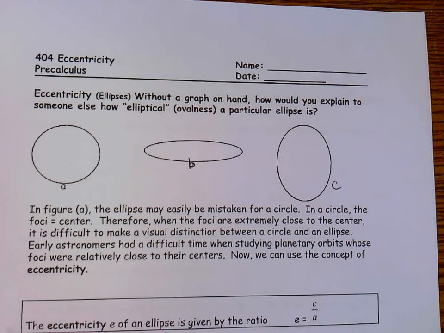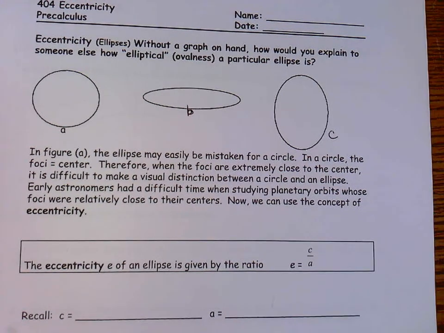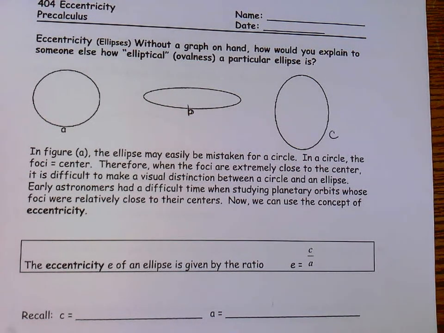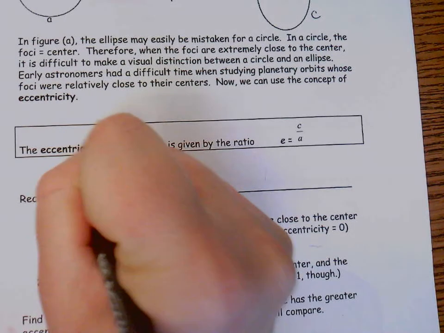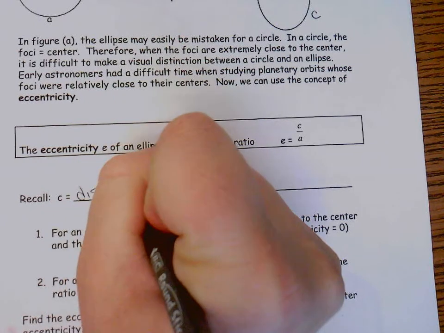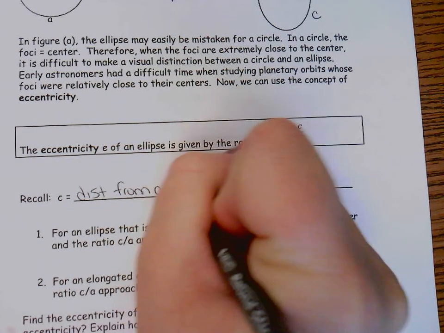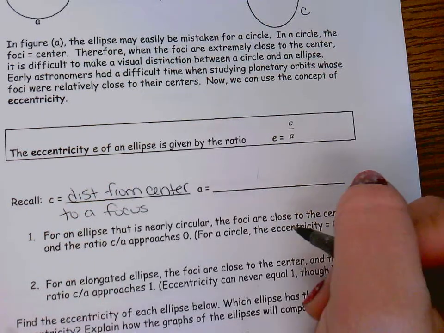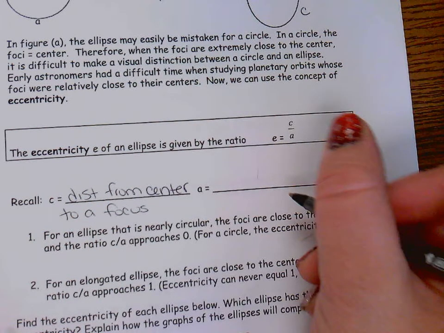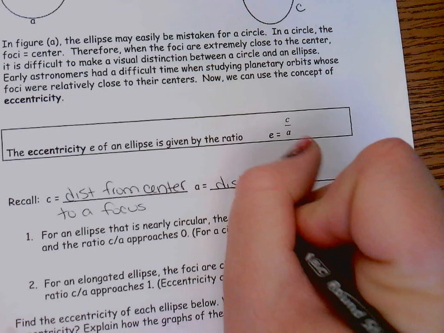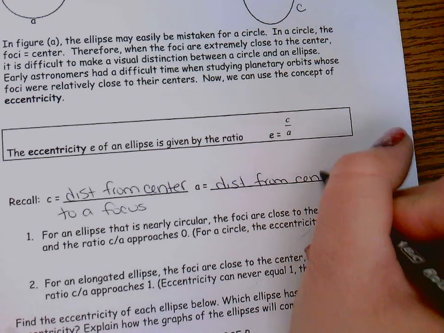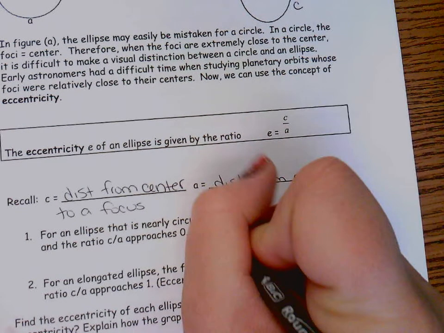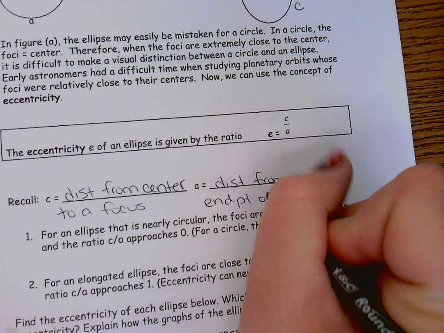So eccentricity is the ratio of C divided by A. Remember that C is the distance from the center to a focus. And there are two foci in an ellipse. A is the distance from the center to the end point of the major axis.